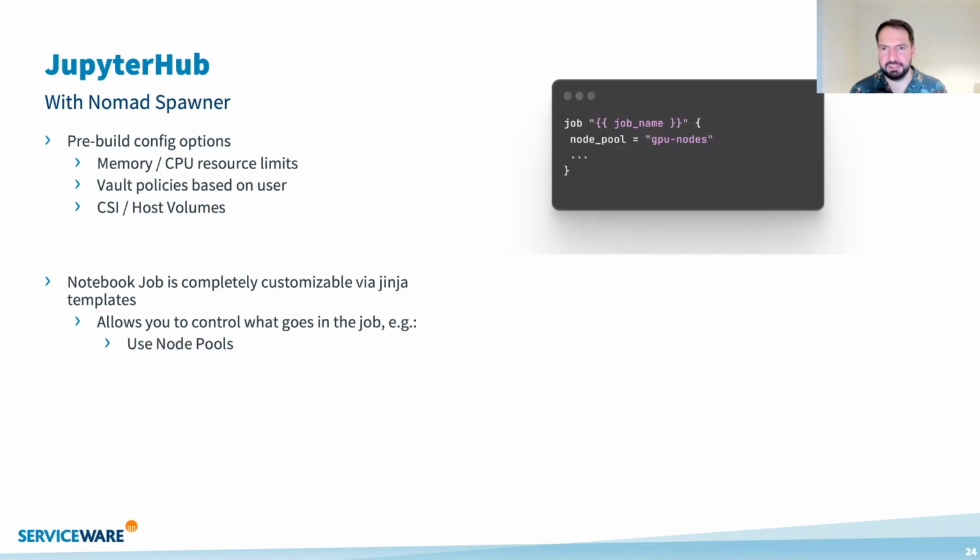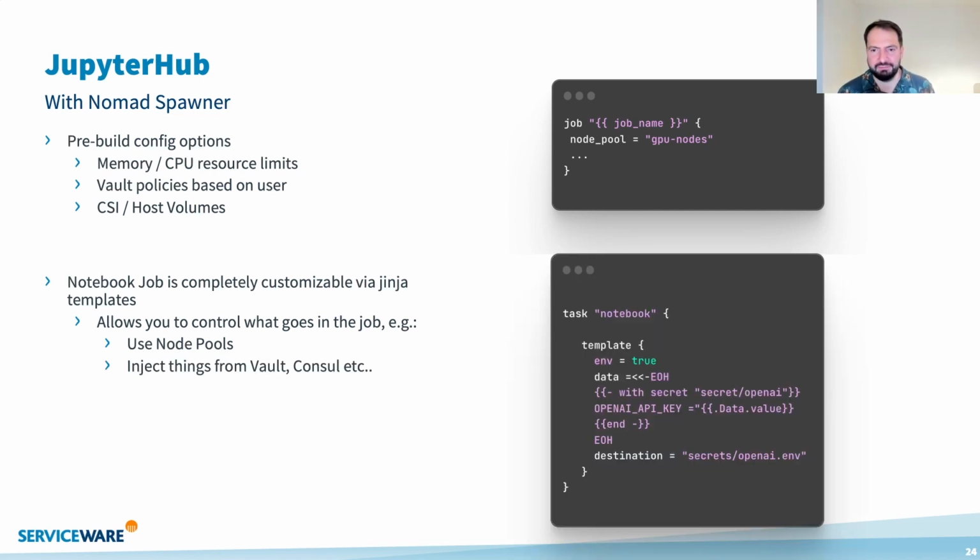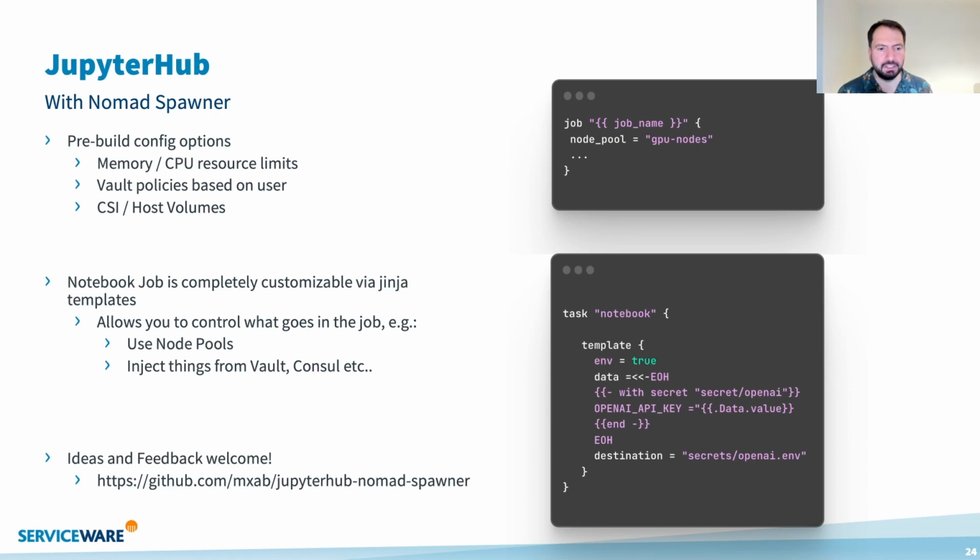Let's say you just read about Nomad 1.6's node pool feature. So we say, hey, it's quite cool that all my Jupyter notebooks can now run only on my GPU node pools. You can put this into your template. Or as said, the very mighty template block feature, where you can provision any kind of secrets, for example, use Vault, use Consul, and so on. So ideas and feedback welcome. Check out the repository.